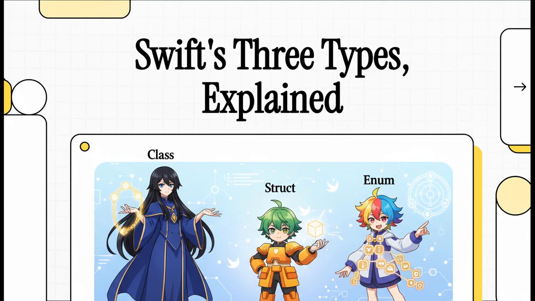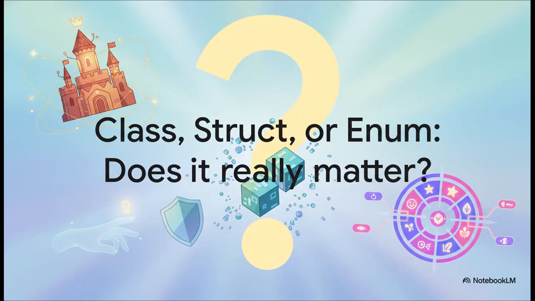All right, if you're writing Swift code, this is a decision you're making constantly, maybe without even giving it a second thought. But as we're about to see, the choice you make has some pretty huge consequences. Let's get into it. So, you sit down, you're ready to build a new feature, and bam. First question, class, struct, or enum? It might feel like just a minor detail, but does it actually matter which one you pick?